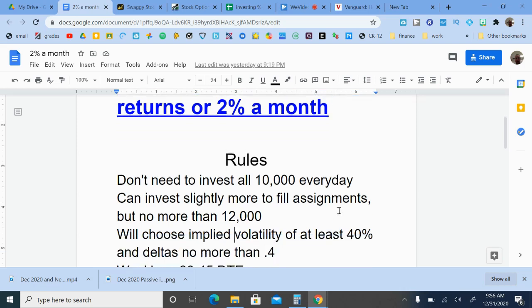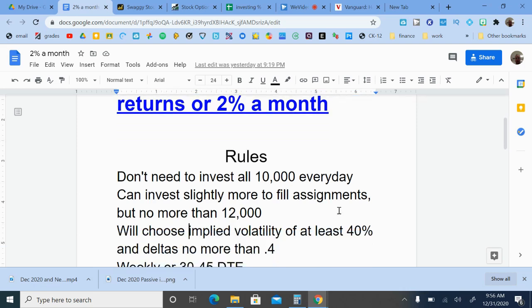I'm going to choose high implied volatility. There needs to be at least 40% in current implied volatility, and the delta is no more than 0.4. That's a pretty wide range there. I mean, some of my implied volatilities are over 100% right now. Some of my deltas are close to 0.4.